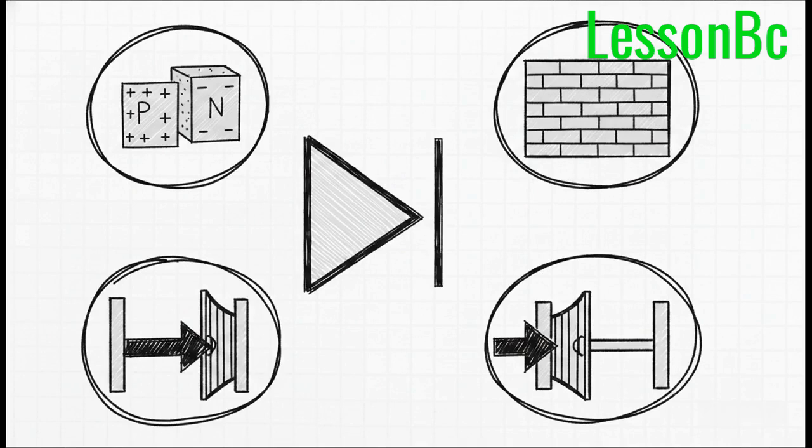So, to wrap everything up, here are the essential takeaways you absolutely need to remember. A diode is essentially a one-way street formed by joining P and N-type semiconductors. That depletion region acts as an insulating barrier. Forward bias allows current to flow easily, while reverse bias actively blocks it.